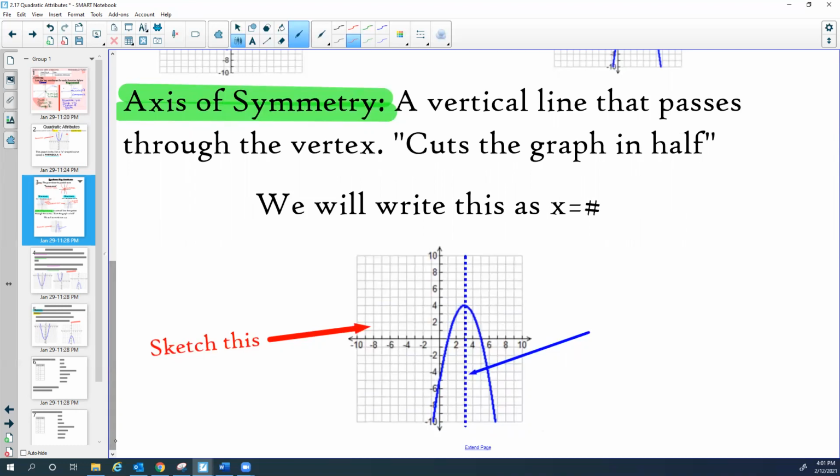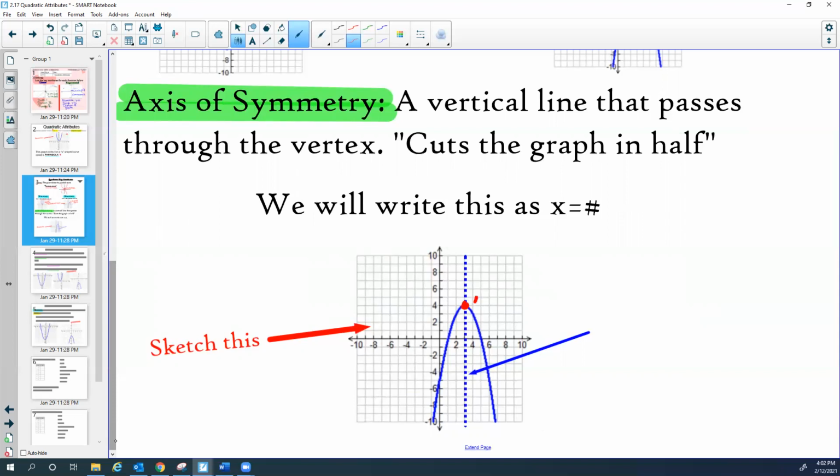Now, we also have what's called an axis of symmetry. Think back to when we were talking with exponentials, when we said it had an asymptote. It was that invisible dotted line that our exponential curve could not cross. Well, with axis of symmetry, it is another dotted line. This is actually a vertical line where our parabola does cross through this line, and it crosses through at the vertex. And literally, it cuts the graph in half.